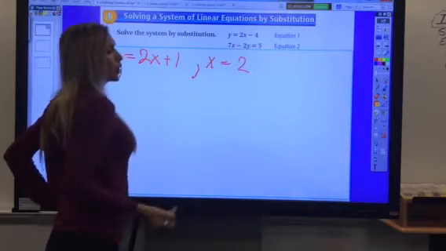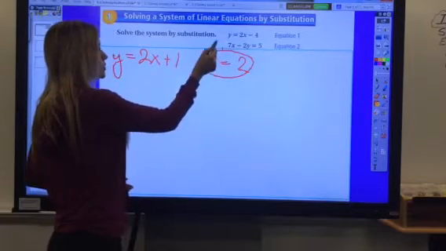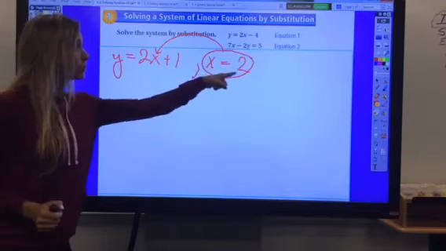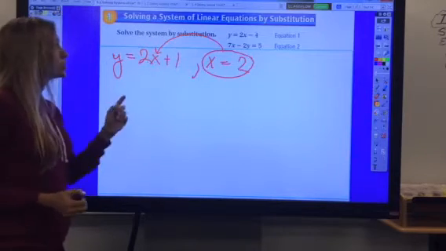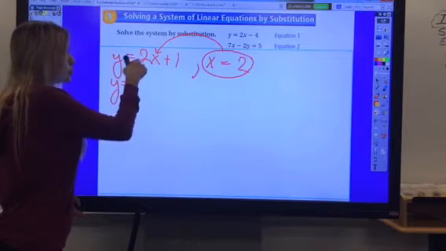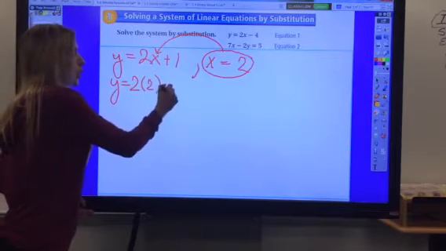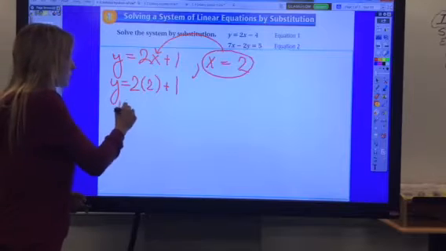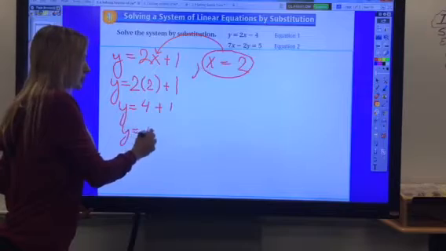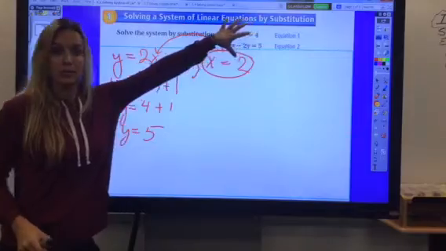equals 2, your job before was, well, you know what x is, right? So you were supposed to substitute the x. Well, x equals 2. So everywhere I saw x in the equation, I was substituting that x with 2. So y equals 2 times the x, when we use parentheses now for multiplication, plus 1. 2 times 2, multiply first, was 4 plus 1, and y was equal to 5. The same principle applies to this.